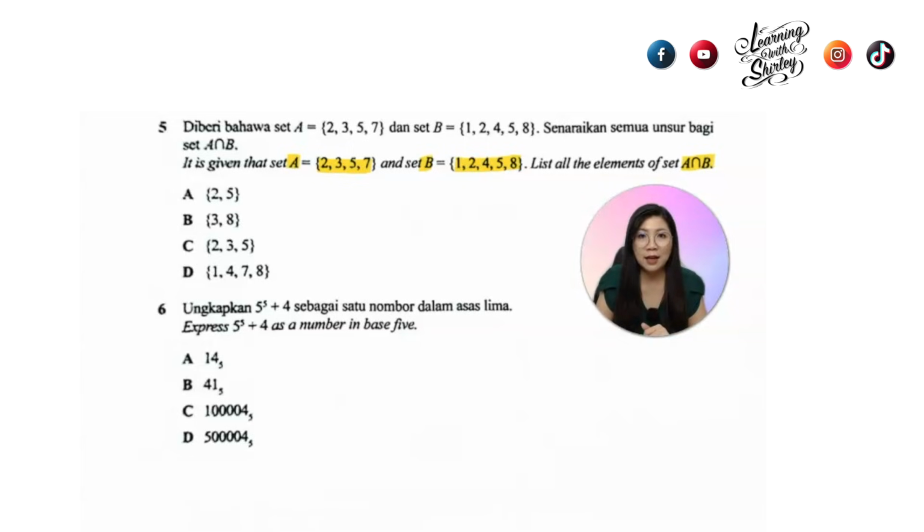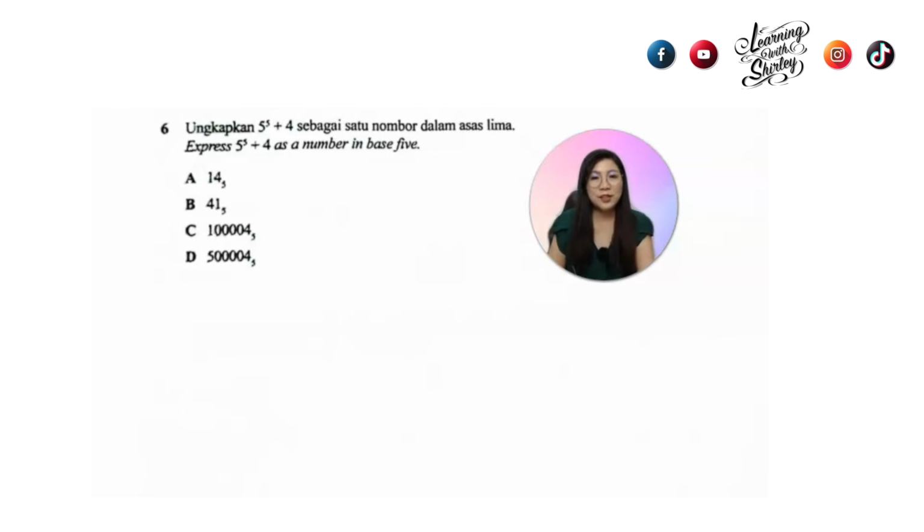So for set A, they have 2, and set B also have 2. And then what else? 5 and 5, right? Is there anything else? No, right? So it's 2 and 5. So set A into set B is 2, 5. So let's look at the options, A, B, C, D. The answer is A.